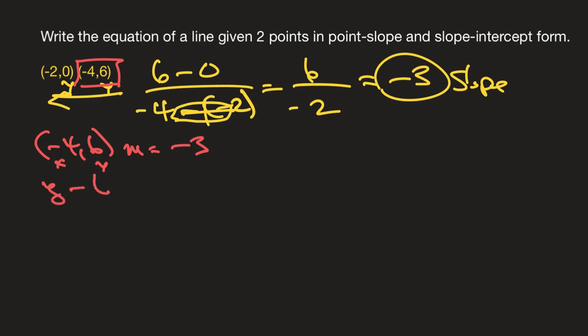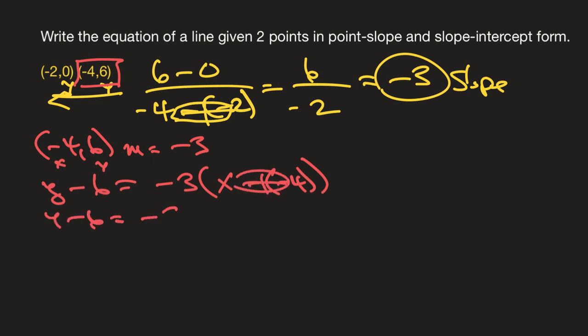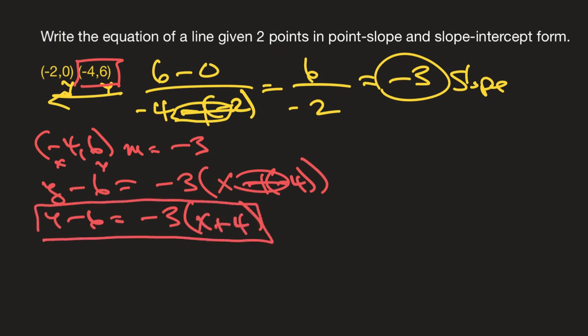Y minus 6 equals -3 times X minus, now be careful, my X value is negative. X minus -4. The minus a negative is going to become a positive. So Y minus 6 equals -3 times X plus 4. There is my point slope form.